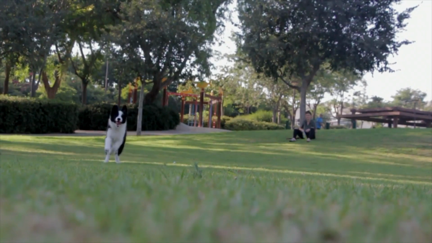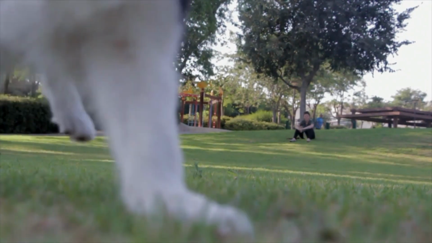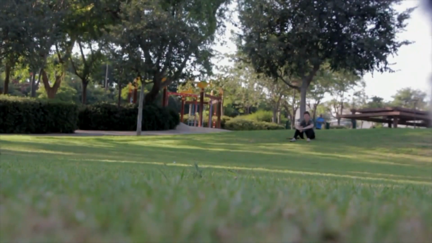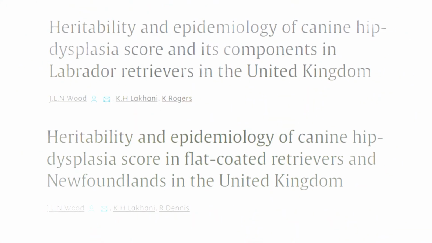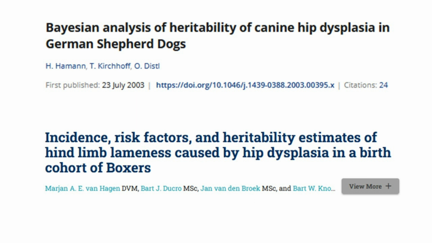Breeding programs aimed at improving hip quality have shown success in controlled populations by combining individual phenotypic information with parental and offspring data to obtain estimated breeding values. However, the effectiveness of such programs can vary between countries and populations. Molecular genetic studies have identified potential QTLs associated with CHD, but there's ongoing research to fully understand the genetic mechanisms underlying the condition.